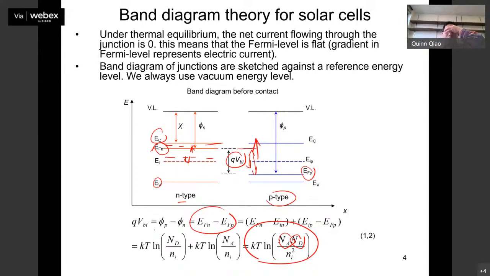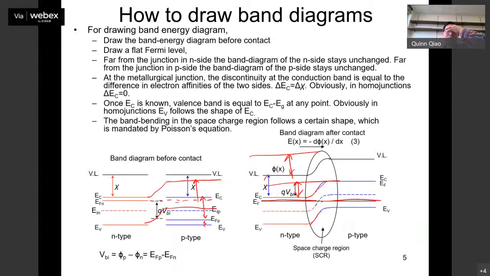Any question here so far? I know you can ask a question at the end of this lecture, right? But by the way, today we will have a solar cell testing demo here for you.